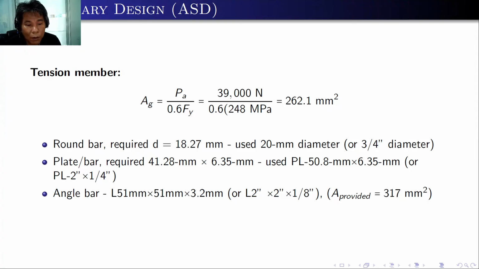Or you can use an angle bar. Angle bar is normally capital L. That's 51 mm by 51 by 3.2 mm, or 2 inches one side by 2 inches the other side, times the thickness of the angle bar. That's 1/8 of an inch, and then the provided area for this angle bar is 370 millimeters square, which is more than enough for this particular problem.